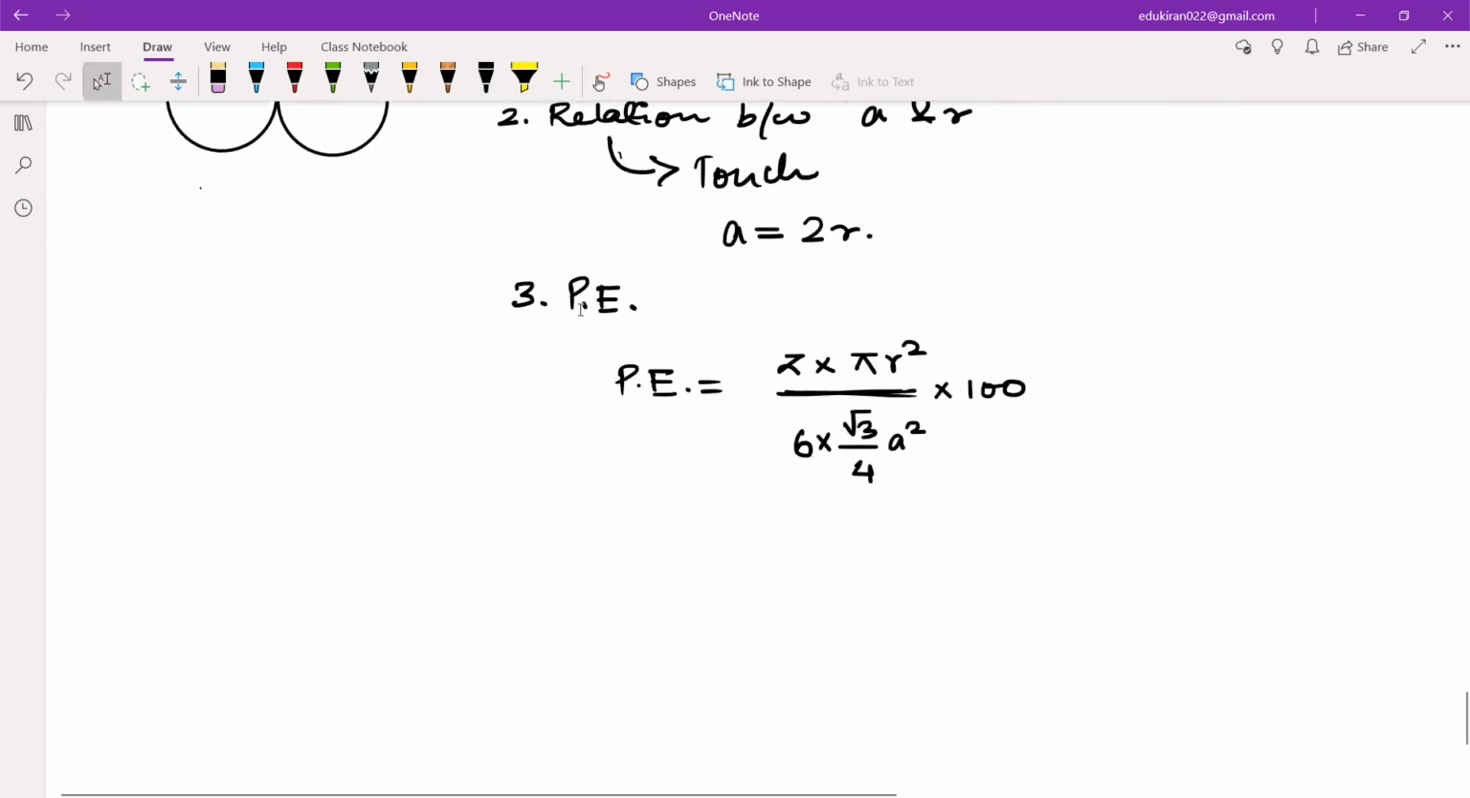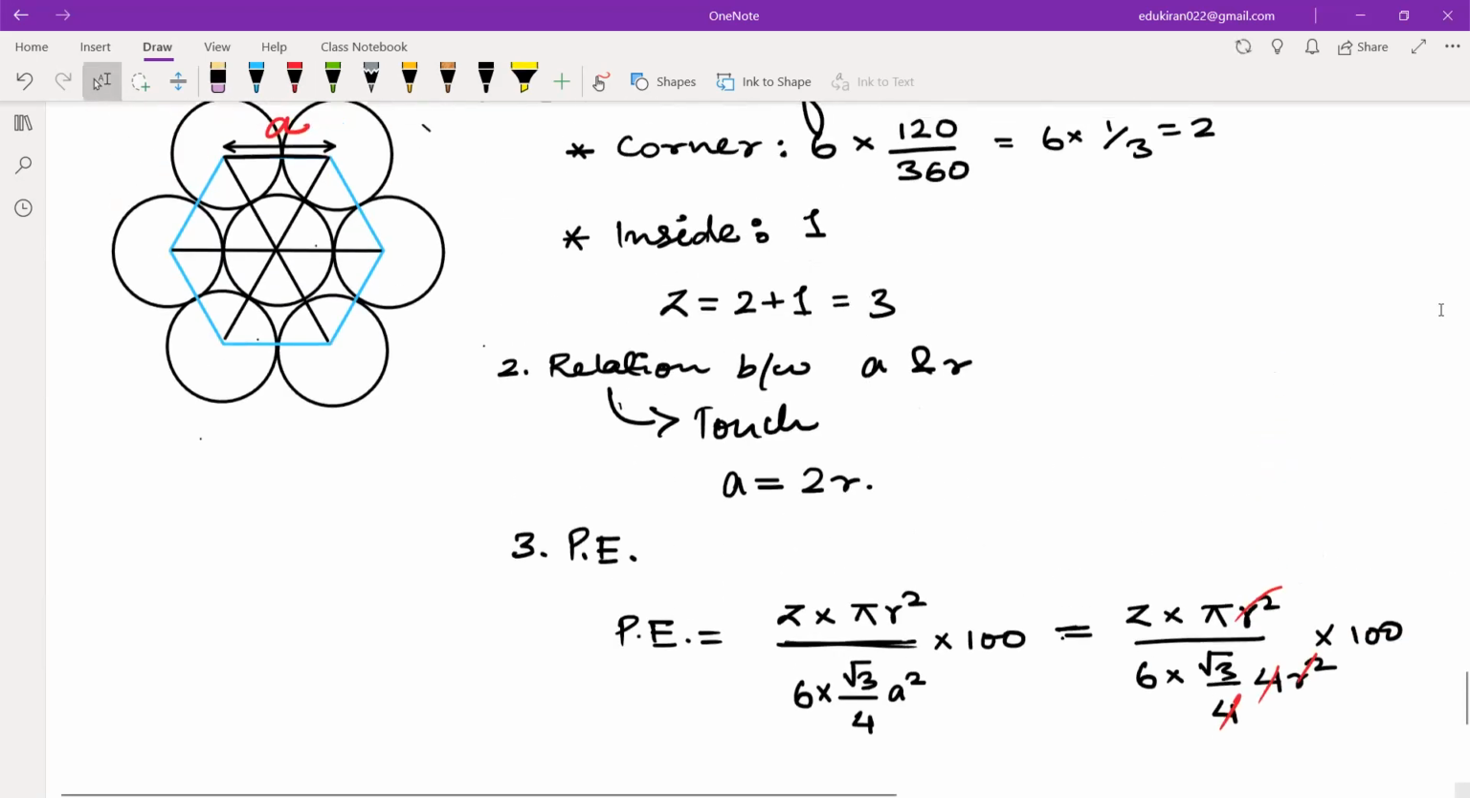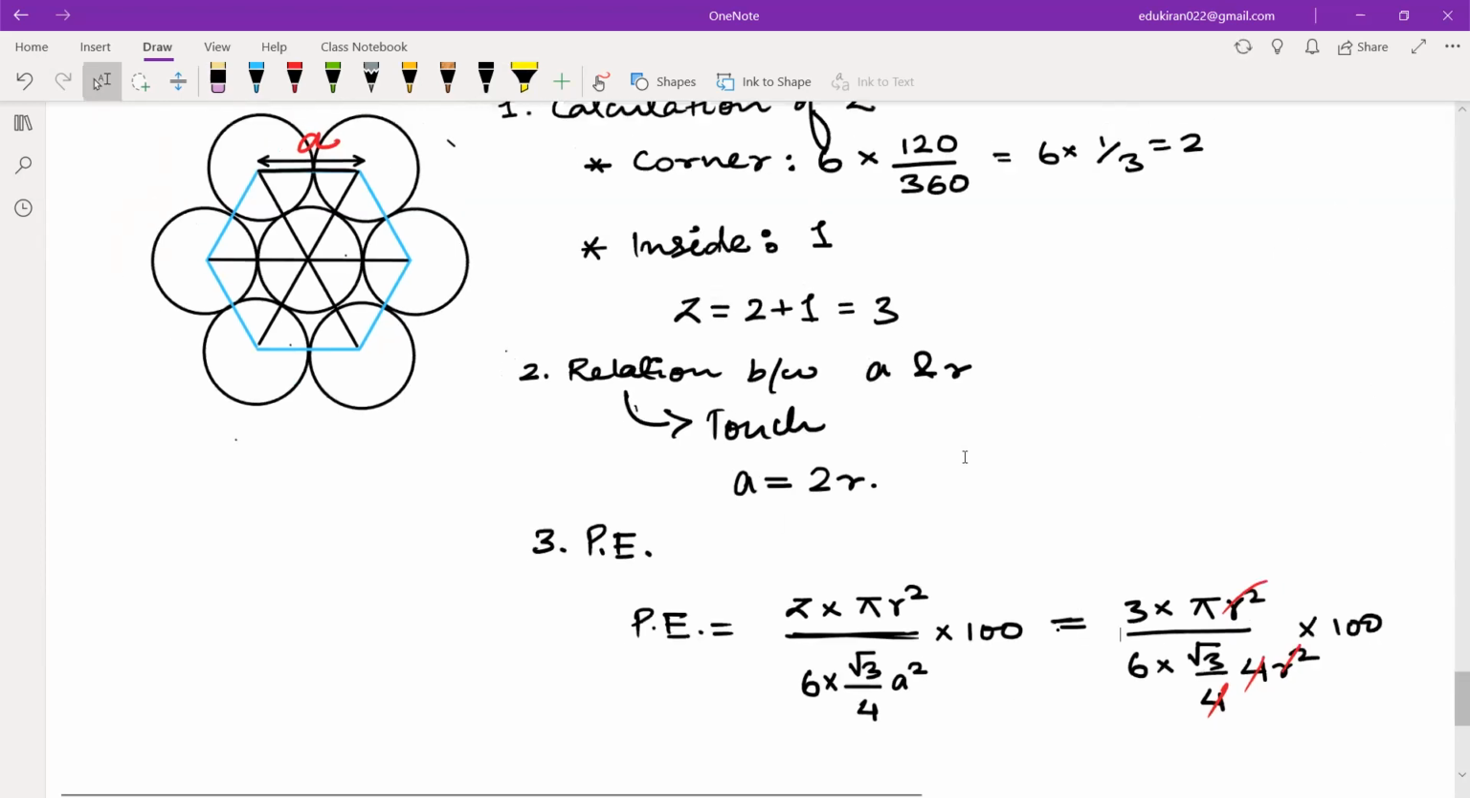Now you need to just replace this A by 2R in order to calculate the packing efficiency. Z into pi R square divided by 6 into root 3 by 4 into A square, which will be 2R whole square, that will give me 4R square, into 100. You can eliminate many things, R square, 4 and 4, and then calculate this. Z here is 3, so write 3. Please write this down and then calculate the packing efficiency.